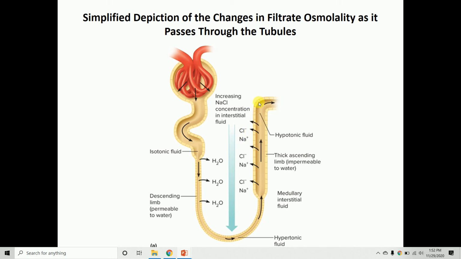So at the end of the ascending limb, the fluid is now hypotonic as it enters into the distal tubule, meaning that if nothing changes, the urine that will end up being excreted will be hypotonic or diluted urine. In order to concentrate that urine, ADH would have to be present.